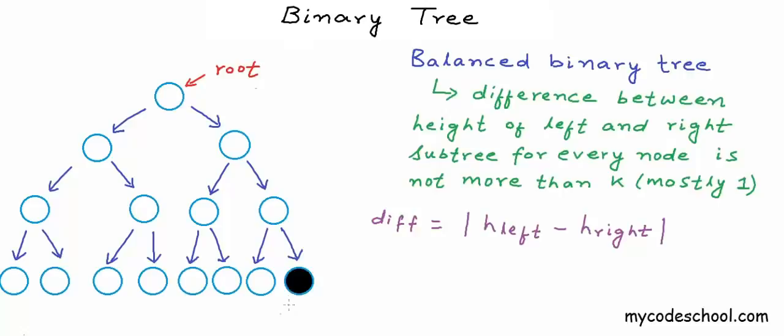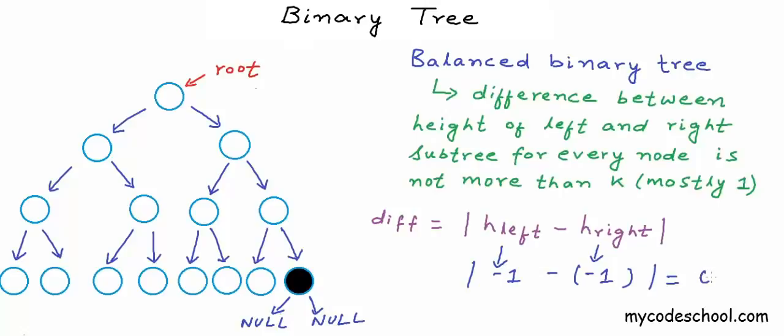For this leaf node here in this figure, both left and right subtrees are empty. So both h left, or height of left subtree, and h right, or height of right subtree, will be -1, but the difference overall will be 0. For all nodes in a perfect tree, the difference will be 0.